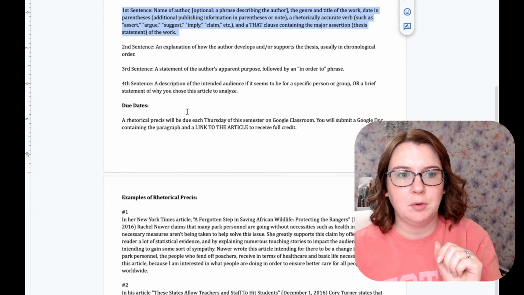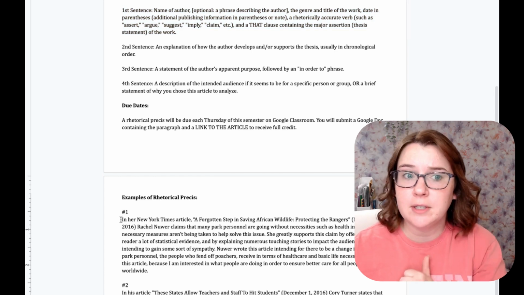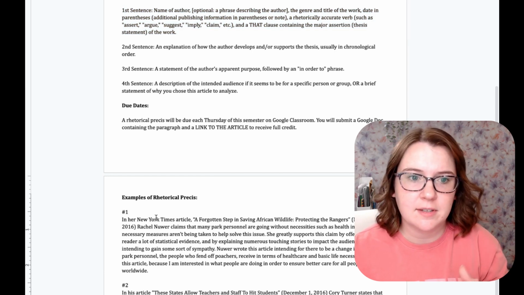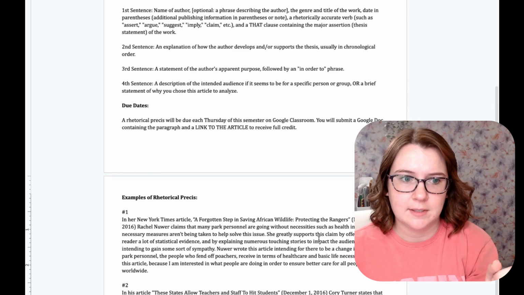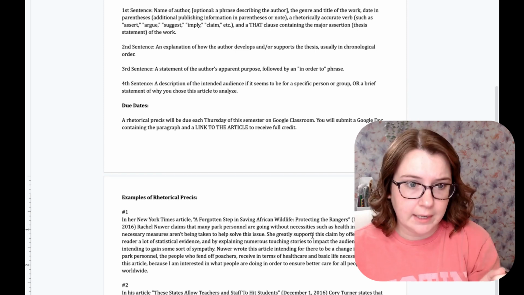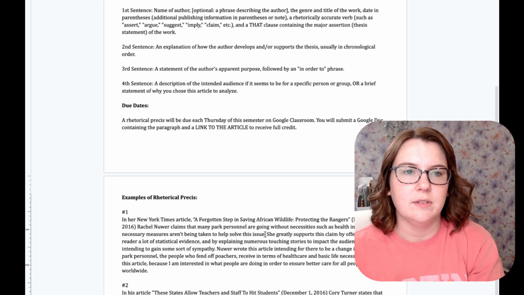So I have an example of this. Here's what a sentence 1 might sound like. In her New York Times article, "A Forgotten Step in Saving African Wildlife: Protecting the Rangers," from November 28th, 2016, Rachel Nuwer claims that many park personnel are going without necessities, such as health insurance, and necessary measures aren't being taken to help solve this issue.